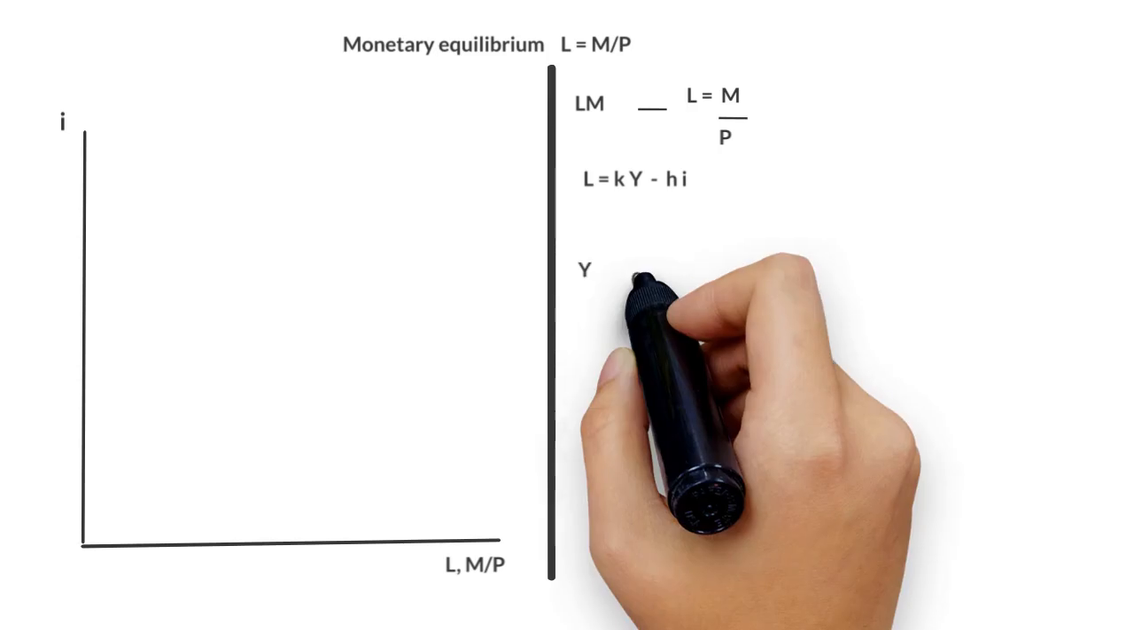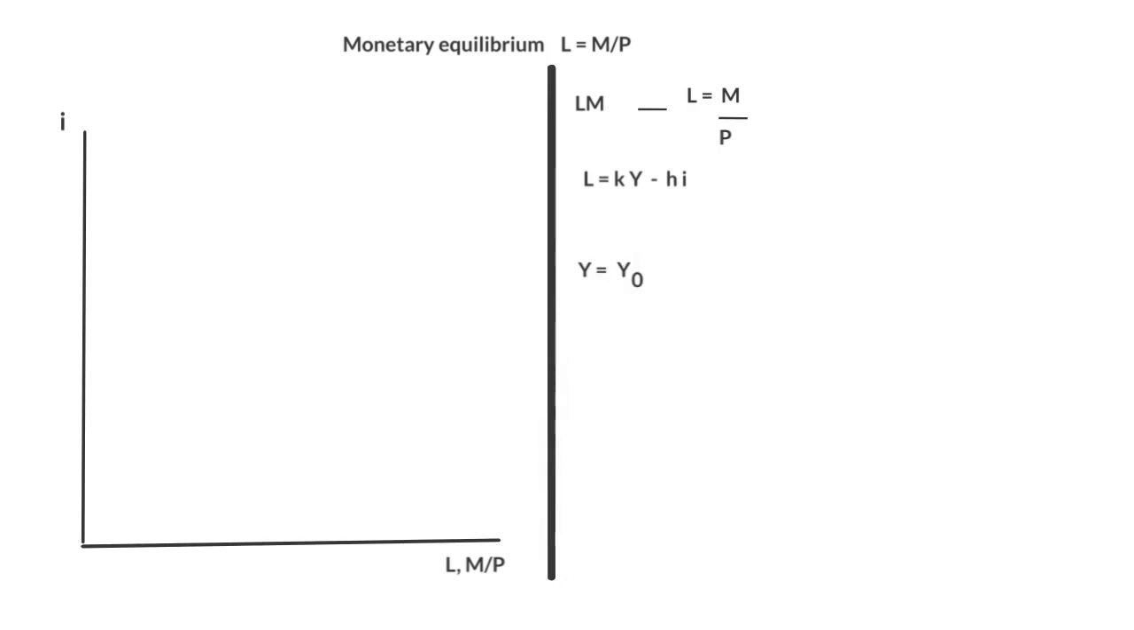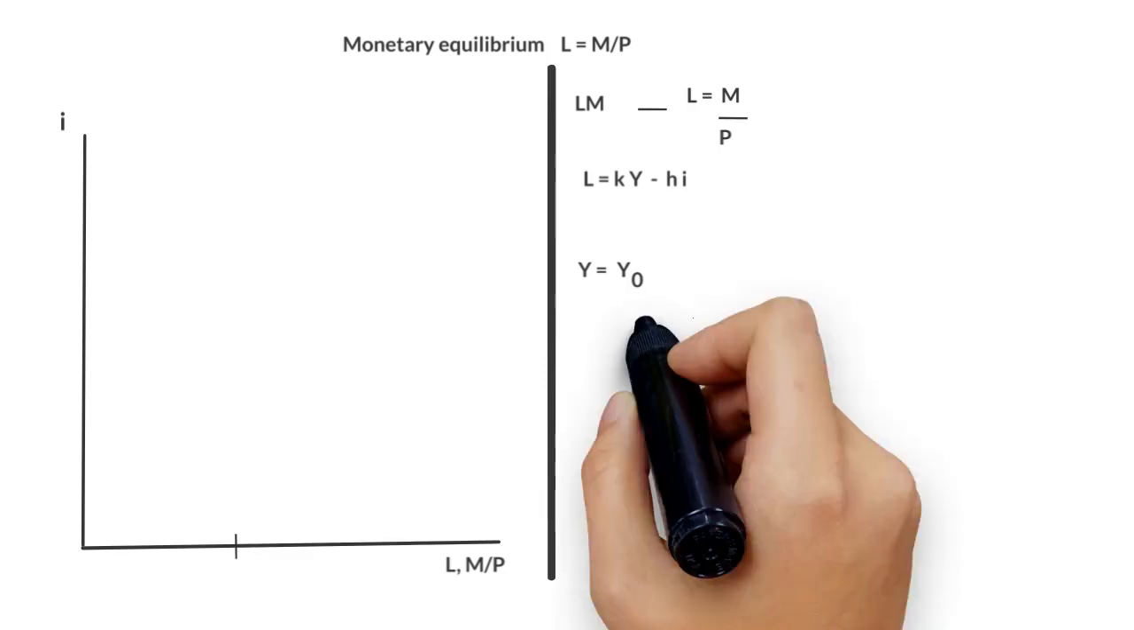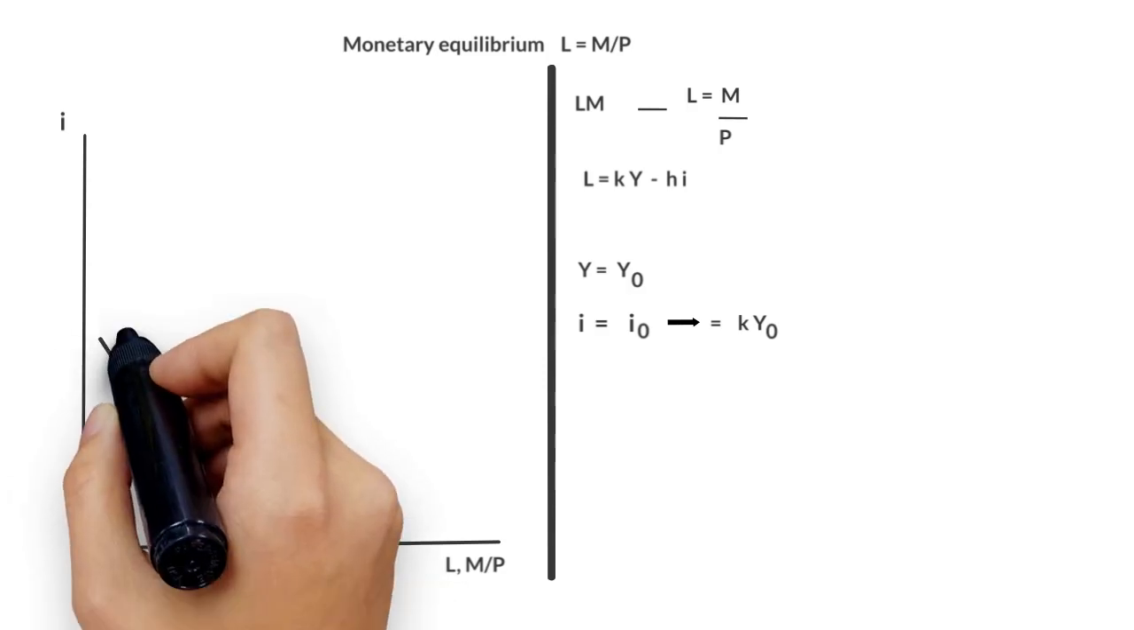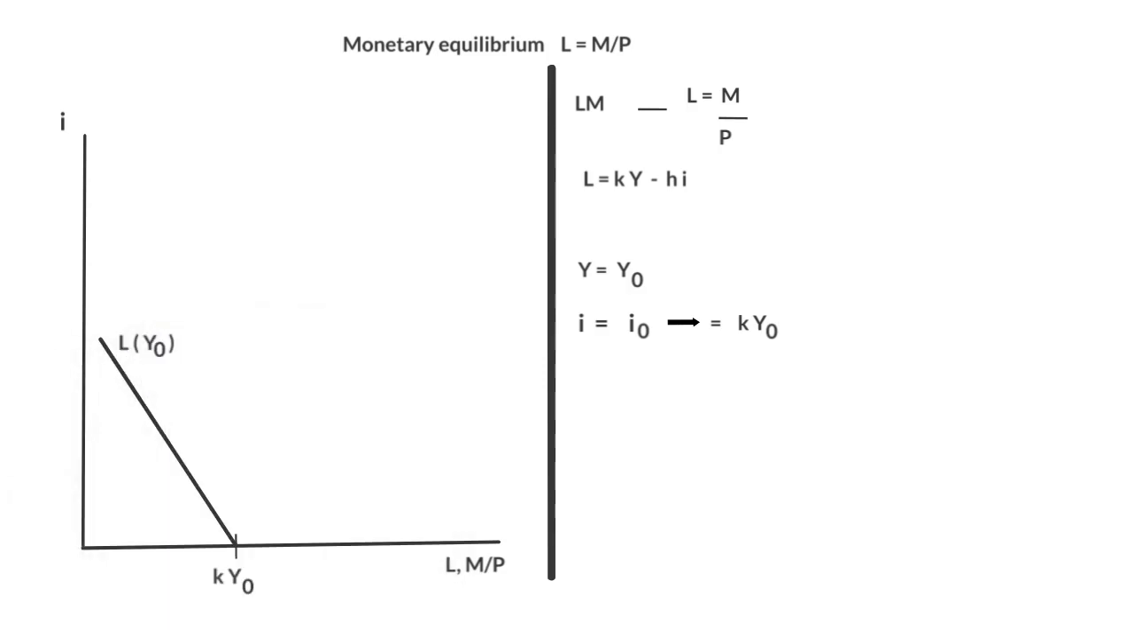In order to graphically show the money demand, we have to determine the income level in the graph interest rate and money demand L. If income equals income sub 0, then for interest rate I sub 0, the money demand is equal to K times Y sub 0. However, as the interest rate increases, the money demand decreases and therefore the slope is negative.